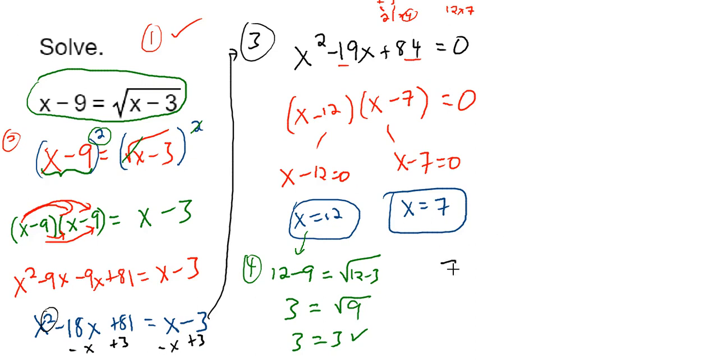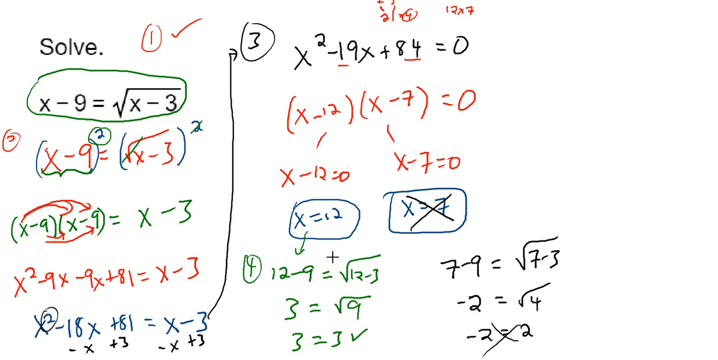Let's check 7. We'll get 7 minus 9 on the left-hand side equals the square root of 7 minus 3. 7 minus 9 is negative 2. 7 minus 3 is positive 4. The square root of 4 gives me positive 2. Whereas on the left-hand side, I have negative 2. So these actually do not equal each other, which means 7 is actually not a solution to the equation. Only 12 is. So my final answer for this problem is x is equal to 12. That's the only solution. All right, let's move on to the next example.